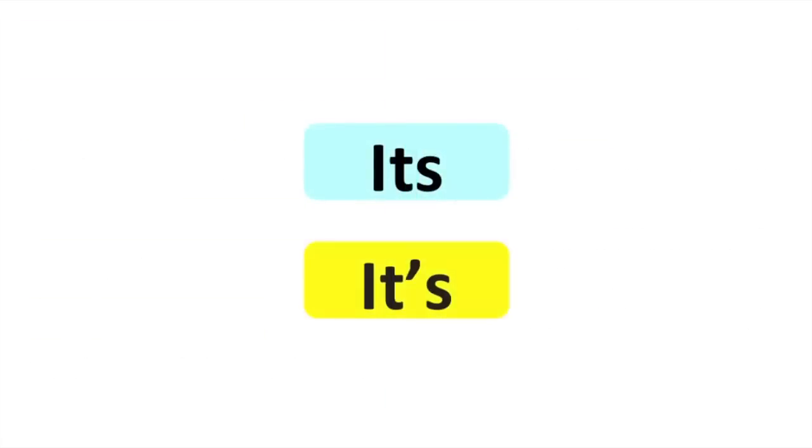It's. These two words sound the same and they have the same spellings. However, they have two different meanings. The difference between these words is that the second it's has an apostrophe between the letter T and S. In this lesson, we will look at the difference between its and it's, and when to use each one.